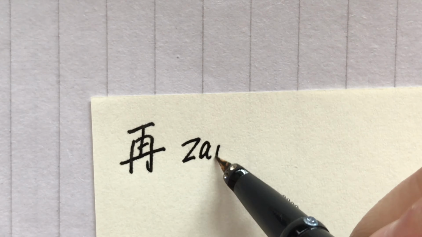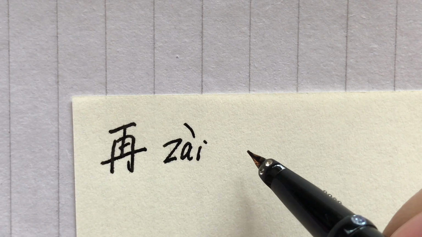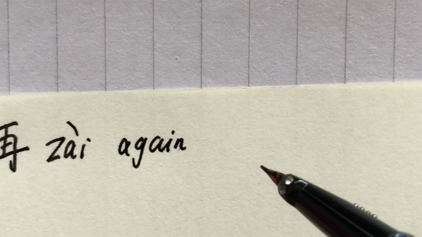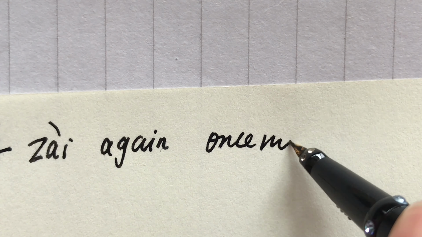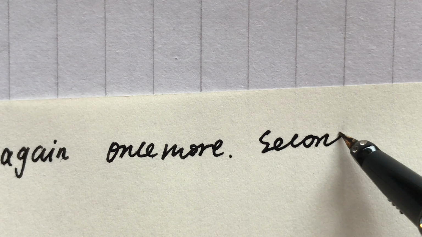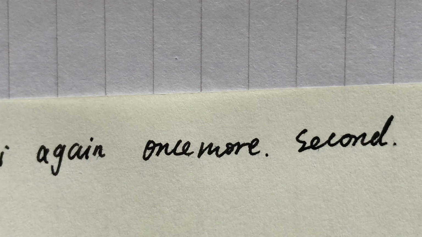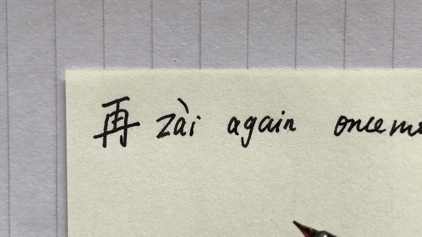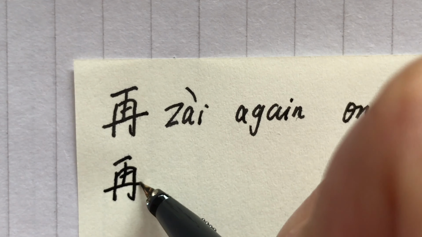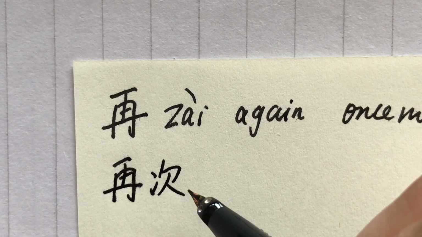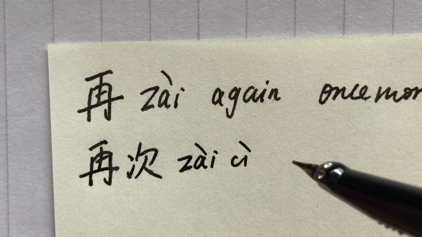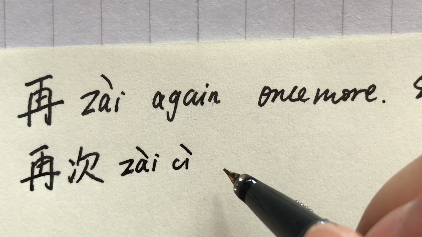再, it means again. Once more. Second. For example, 再次. One more time.